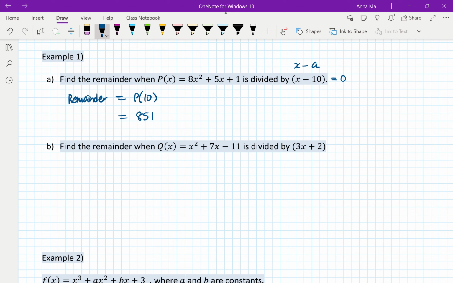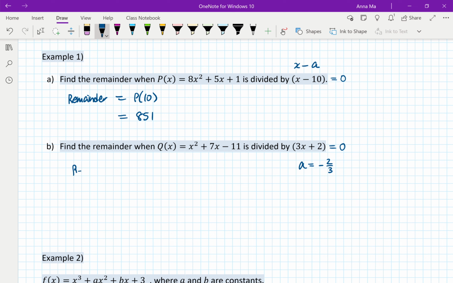For b as well, same thing. There's an extra 3 at the front, so I can't really write that as x minus a, but it's whatever the number makes the divisor into 0. So our a is pretty much negative 2 over 3.